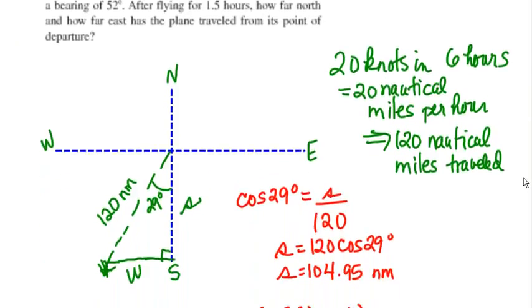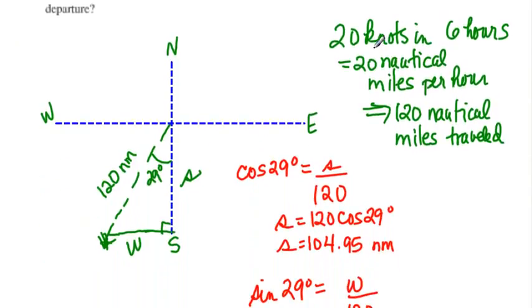So a knot is just a way to represent speed in water. It's a nautical mile per hour. So 20 knots means he's really going 20 nautical miles per hour. If we do that for 6 hours, we've got a total of 120 nautical miles. So the ship is traveling out here 120 nautical miles. And we want to figure out how far south and west he has gone.